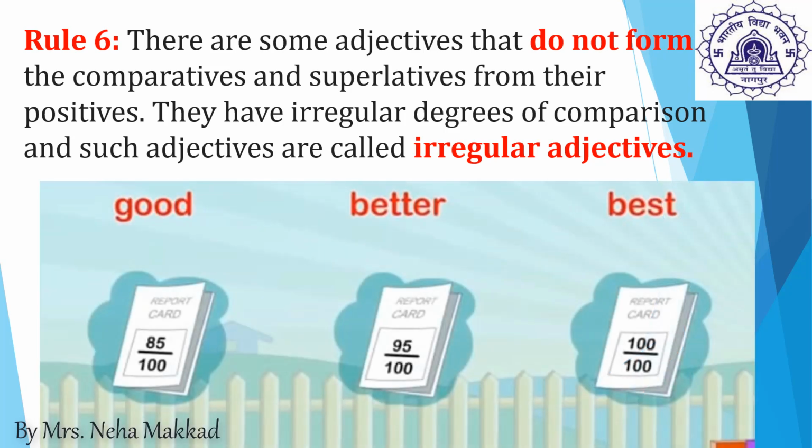So the exception, as you can see, is good, better, best. So as you can see the report card of the three different students, based on the marks, we are calling them good, better, best. So good is the positive degree, better is the comparative degree, and best is the superlative degree.